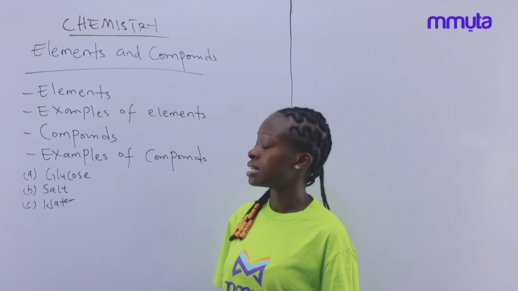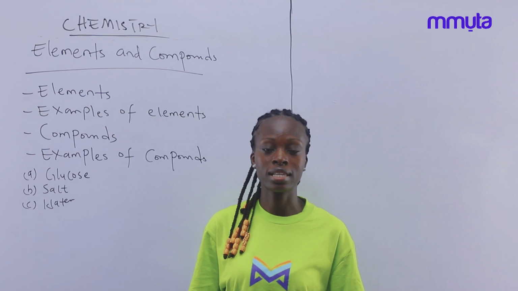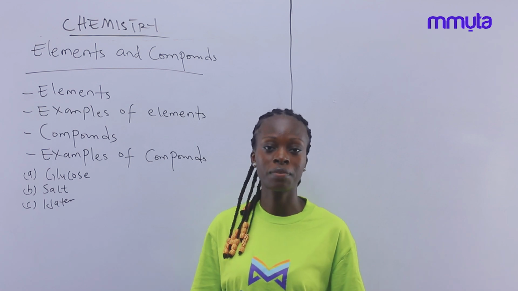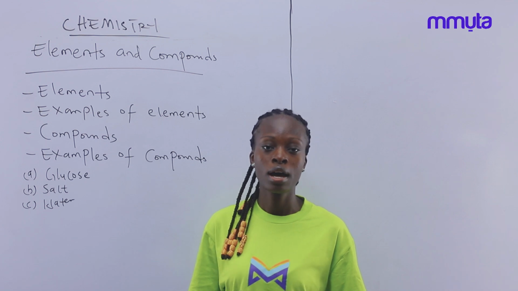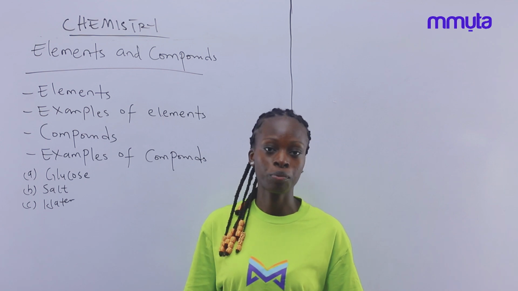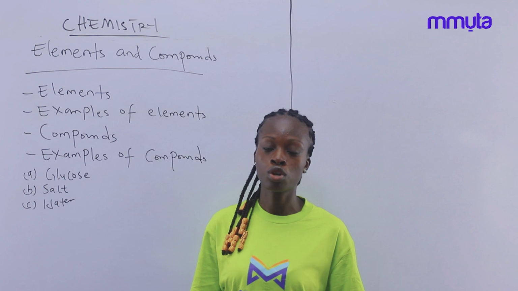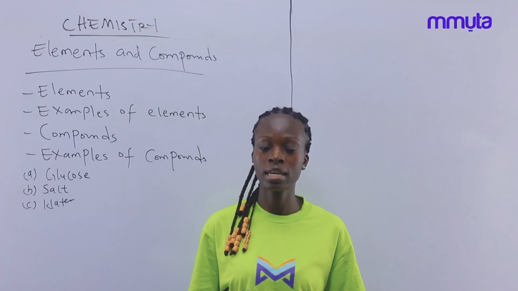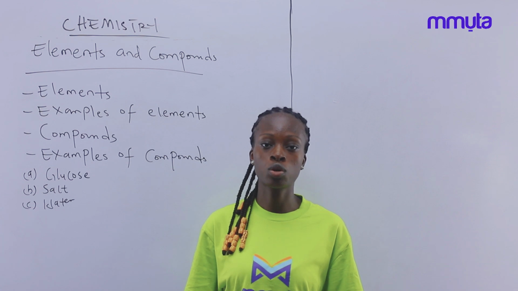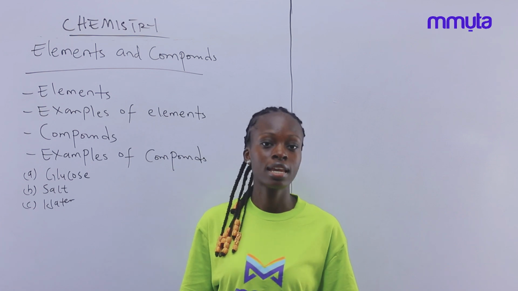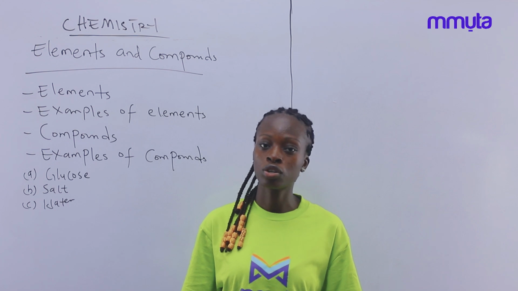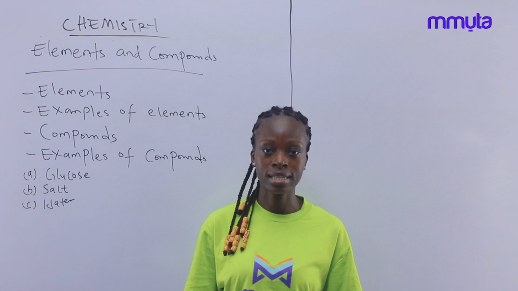Now, the first one is an element. Now, what is an element? An element is a substance that cannot be split or divided into any simpler form by an ordinary chemical process. Now, examples of elements. We have so many elements. In fact, we have up to 100 plus elements. Some examples of elements we have hydrogen, carbon, fluorine, calcium, neon, boron, etc.